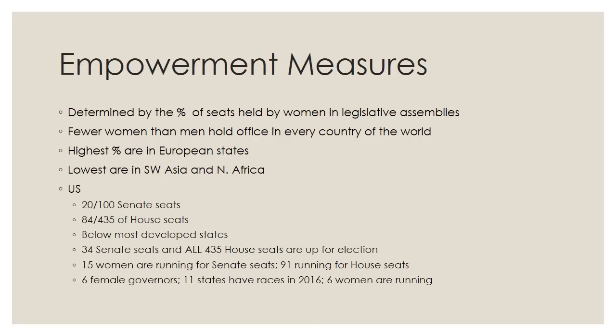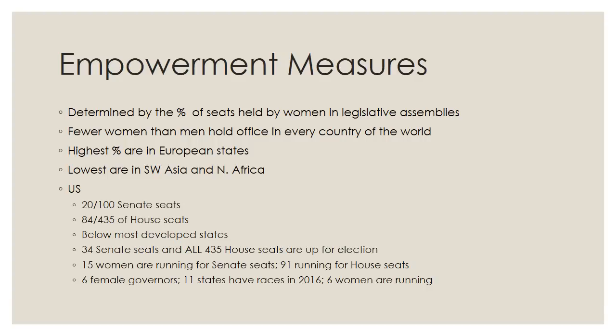One of the things that the UN measures when it's looking at its gender inequality index is how many women are sitting on legislative assemblies. So fewer women than men hold office in every country of the world, and the highest percentages are in your European states. The highest percent is actually in Rwanda. 49% of the Rwandan Legislative Assembly is made up of women.